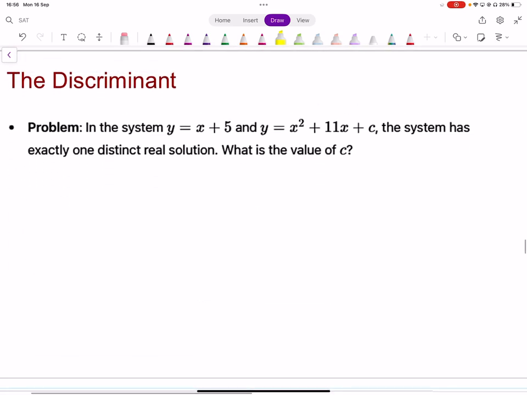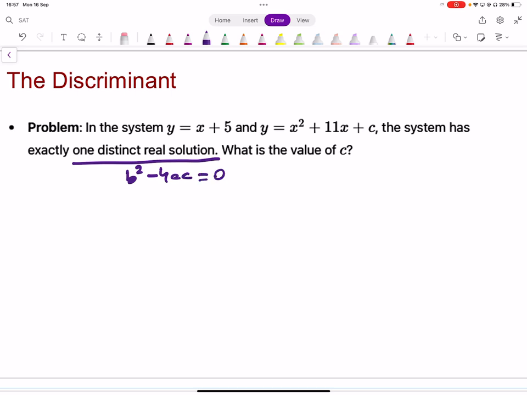Okay, let's try this. Y equals x plus 5 and y equals x squared plus 11x plus c. System means this set of equations, the set of simultaneous equations. It has one distinct real solution. That means there's only one solution. What does that mean? One real solution. B square minus 4ac is equal to 0.